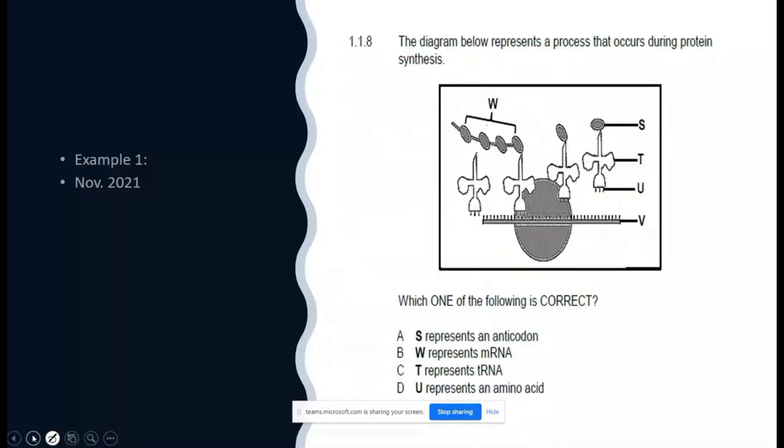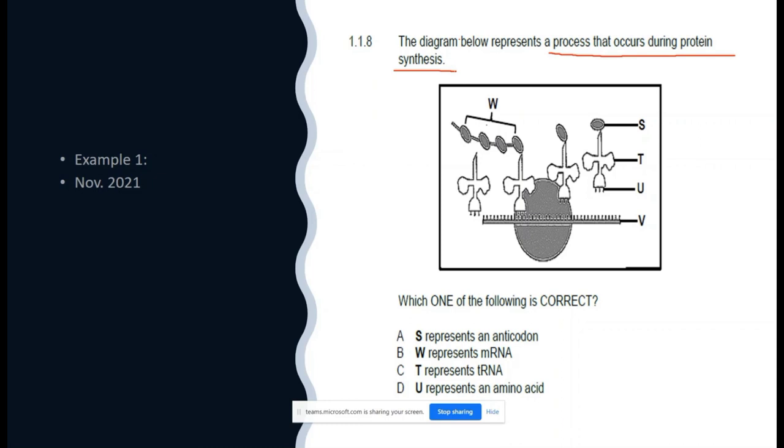Right, another question, and now it's time for me to take a break and for you to read. The diagram below represents a process. Now please read your information given. A process that occurs during protein synthesis. Which two processes takes place during protein synthesis? I don't want the answer now. I am asking you, which two processes takes place during protein synthesis?